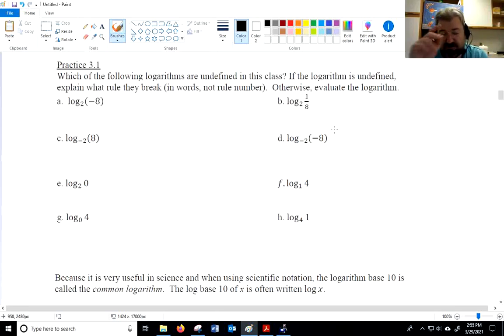So I want you to figure out which of these things would violate our rules in class. If it's undefined, tell me what rule it breaks. So I'll give you a minute to pause the video and try that.